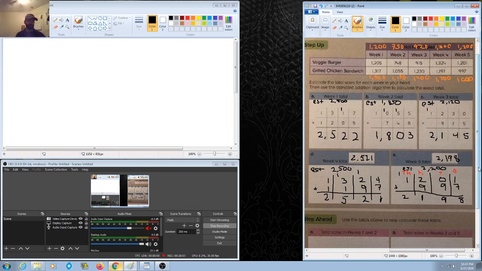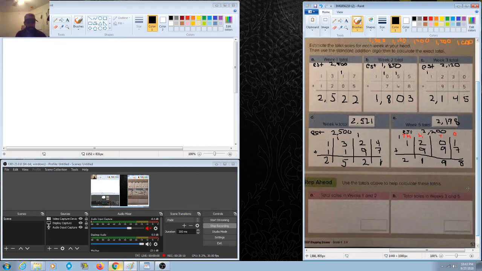So 2,198. Alright. So it says use the totals above to help calculate these totals. So what they want us to do is use the totals that we just came up with to add together weeks 1 and 2, and then 3 and 5. So our week 1 total is 2,522. So these are going to get some pretty big numbers here, but again, keep in mind the strategy doesn't change, okay? So we have 2,522 plus 1,803.